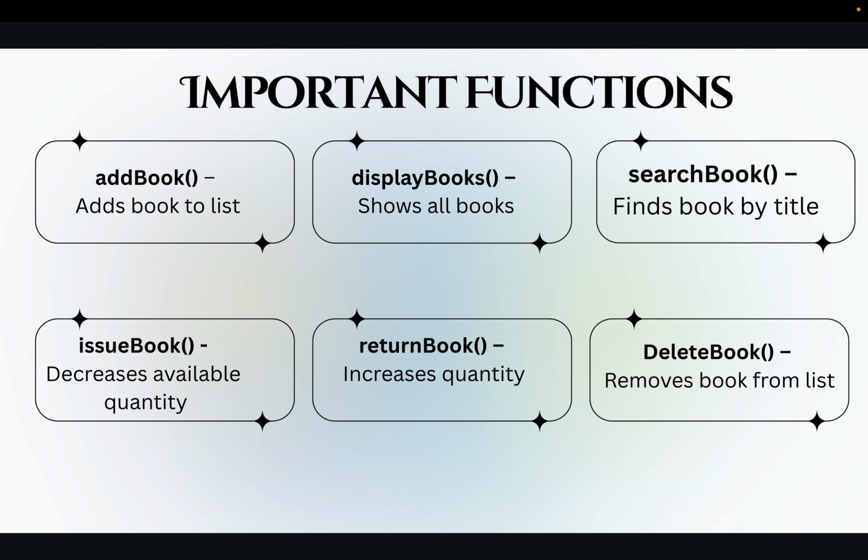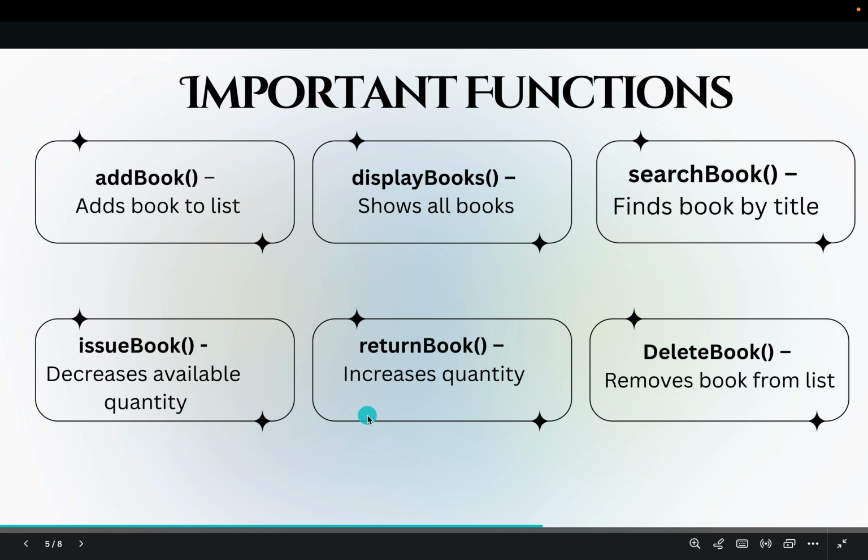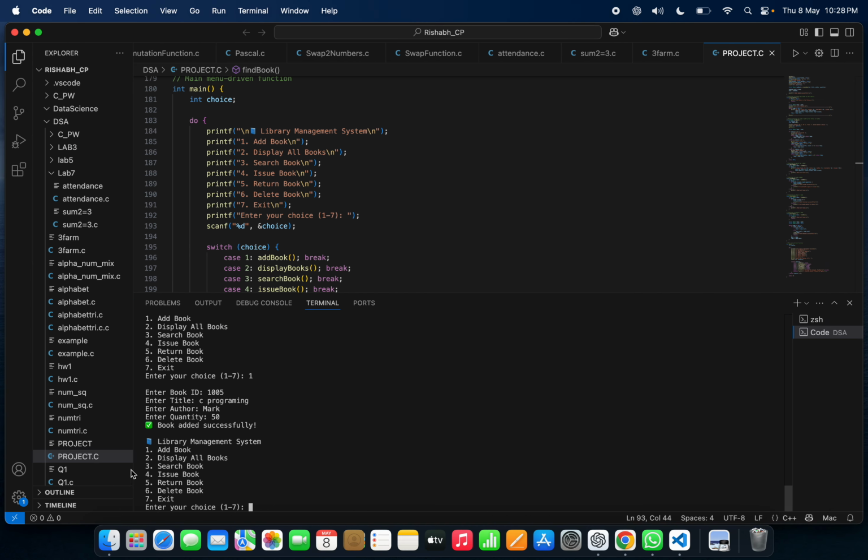So moving forward, these are some important functions that I already mentioned: add book, to add the book to the list; display books, to show all books; search book, to find a book by title; issue book, to decrease available quantity; return book, to increase quantities; delete book, to remove a book from the list. These are some of the functions that I use, or you can also see in the code that these are written on these numbers: 1 for add book, 2 for display, 3 for search, 4 for issue, 5 for return book, and 6 for delete.